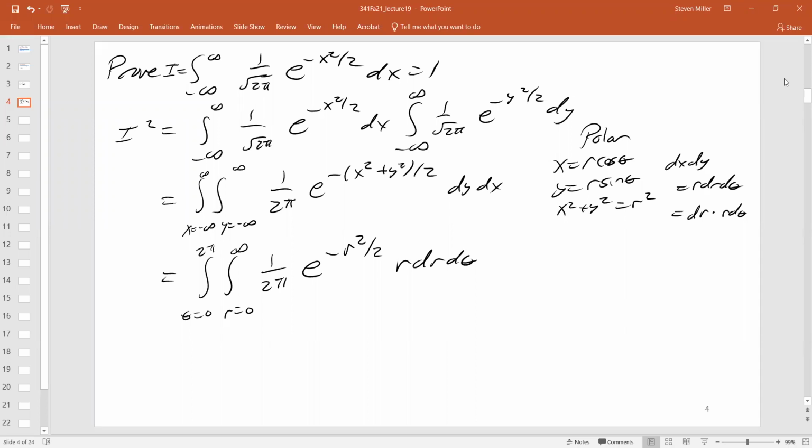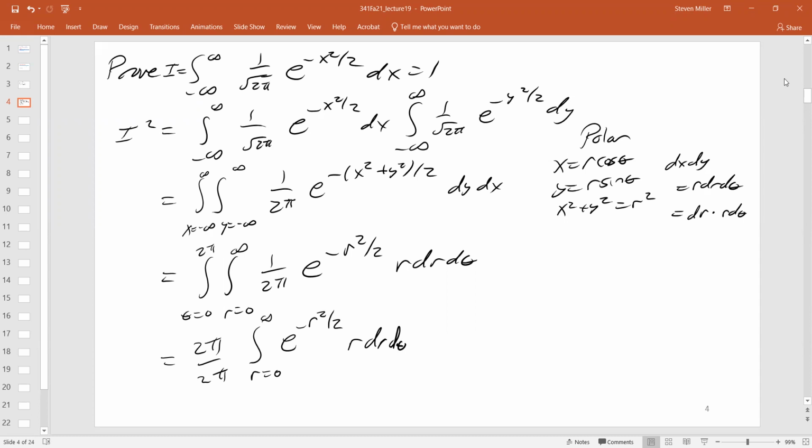It's almost as if I knew what the answer was when I wrote a 1 over square root of 2 pi outside, right? So we get 2 pi over 2 pi, integral r goes from 0 to infinity, e to the negative r squared over 2 r dr d theta. Boy, do we live life well.